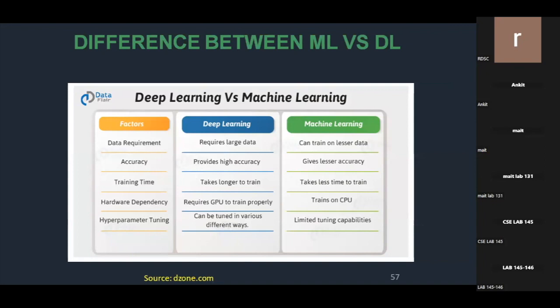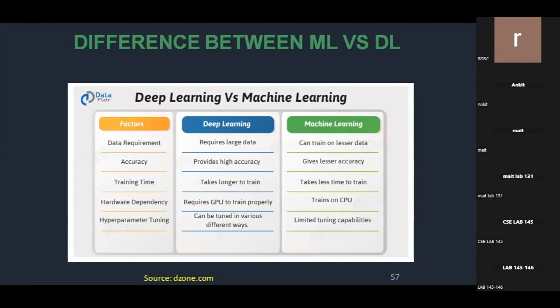Factor: data requirement. Deep learning actually requires a very large amount of data while training. We cannot apply a deep learning model and say that my model is perfectly workable in case we have a very small number of images. While machine learning can train even on lesser data. If you have limited data, then machine learning is most feasible for your application.